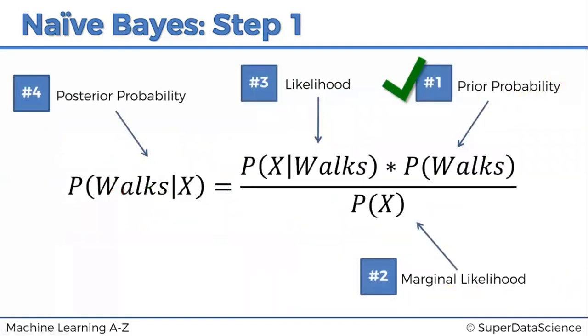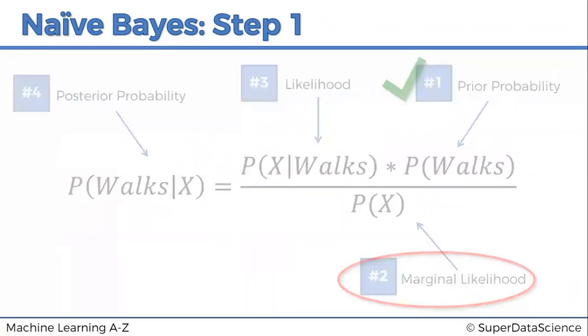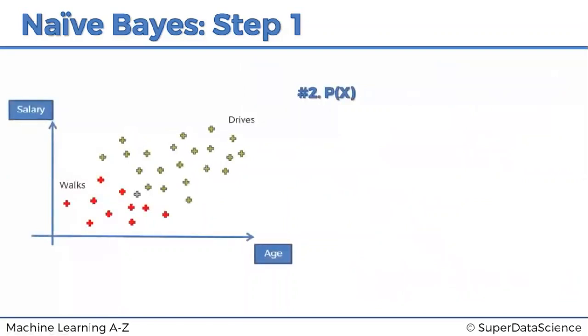Next, we're calculating the marginal likelihood. And this is where things get interesting. So how do we calculate the marginal likelihood? Let's have a look. Here's our data set again. And the first thing that we're going to do is we're going to select a radius and we're going to draw a circle around our observation, like that.